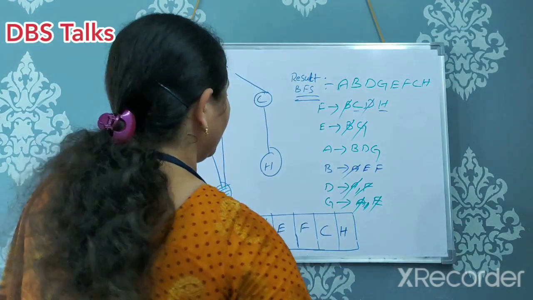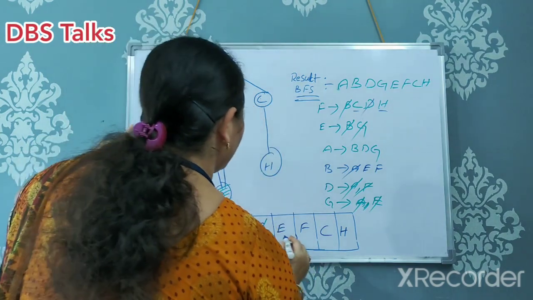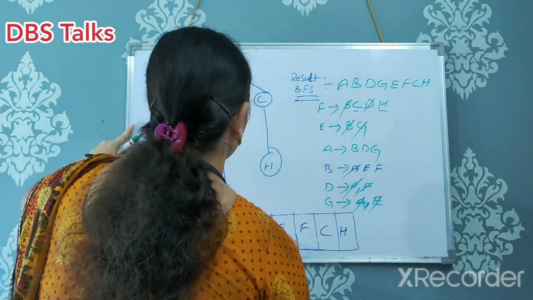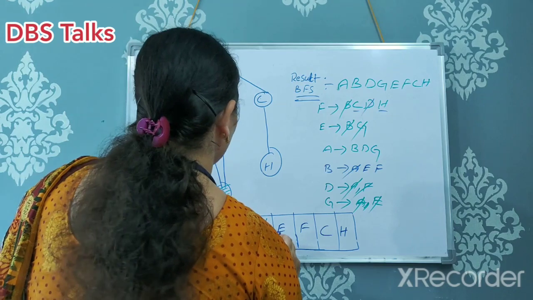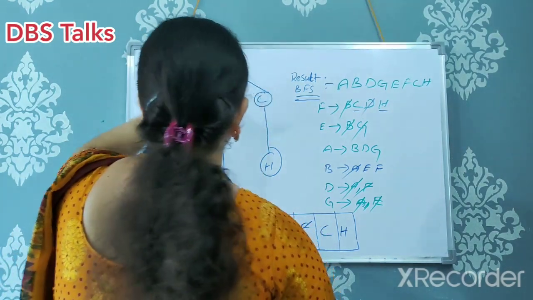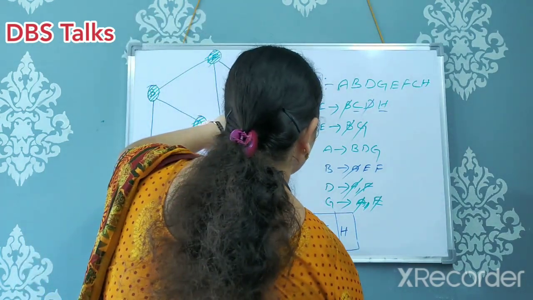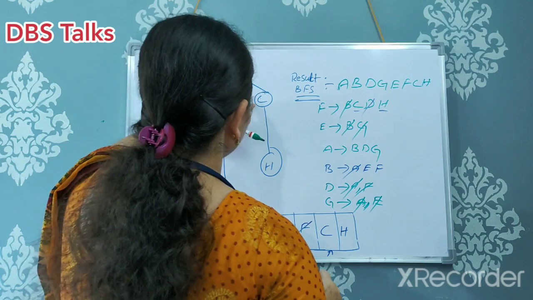Then already this F is finished. Then we will go for E. What is E? E is already finished. So F, F is already unvisited. Next we will go for C. So what is C? This is C.